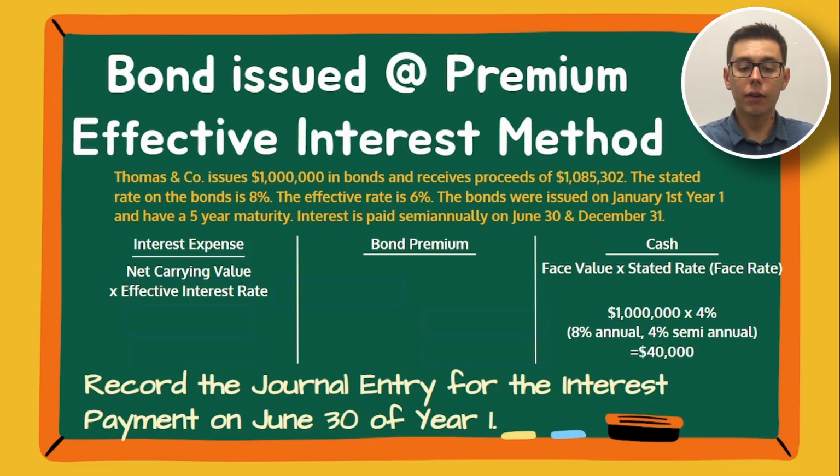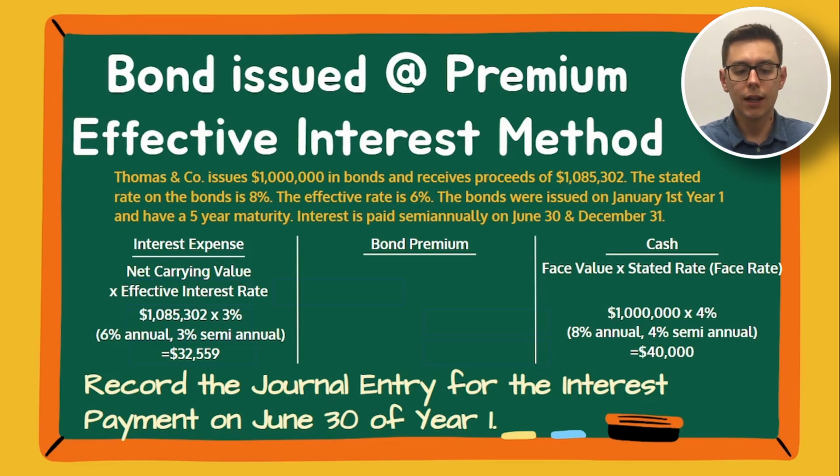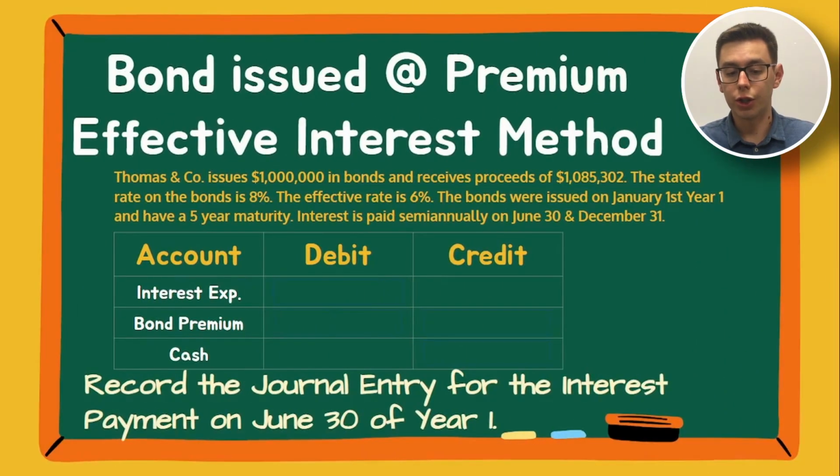So the net carrying value of our bond here is $1,085,302. It's generally the amount of the proceeds. It's also calculated the same way, by the face value of the bond, $1 million, plus the premium. So it's the same number, but you can look at it 2 different ways. So the carrying value of $1,085,302 times 3%. Again, you have to divide the 6% rate by 2 so that you get the semi-annual rate. When we multiply those together, we get an interest expense of $32,559.